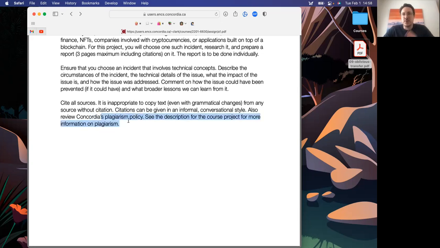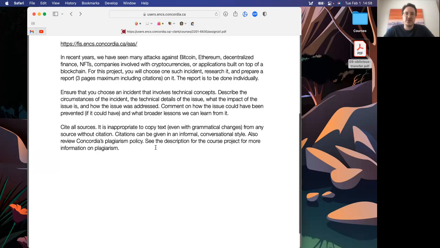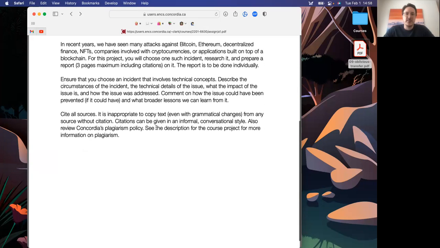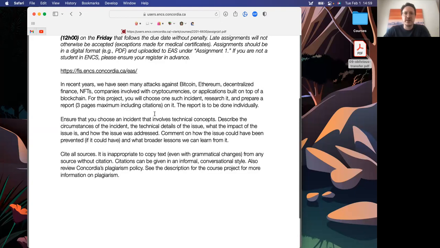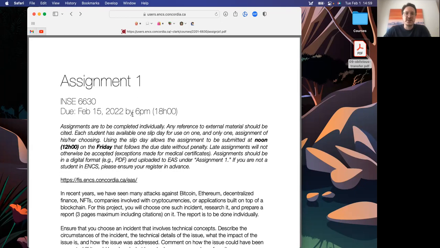Concordia's plagiarism policy, we went over that in the course outline, but you can double check with that if you need to. And in the course project as well, it's the same sort of rules around plagiarism. And we spent a lot of time last time talking about it, so I won't go over that again. Okay, so that's assignment 1. Are there any questions about this?